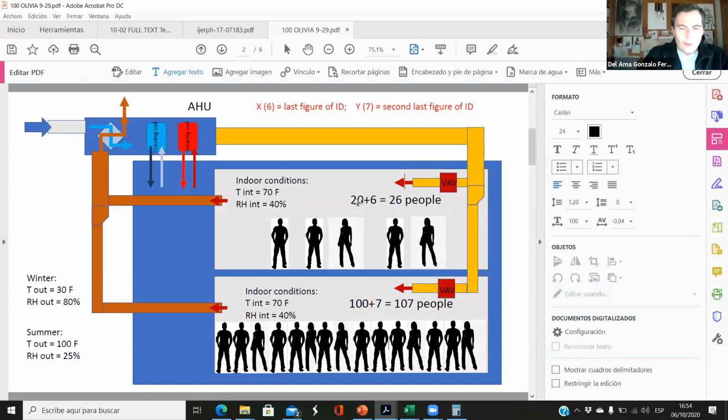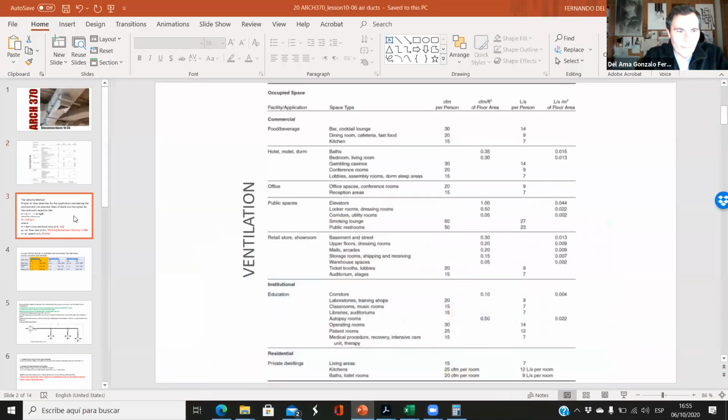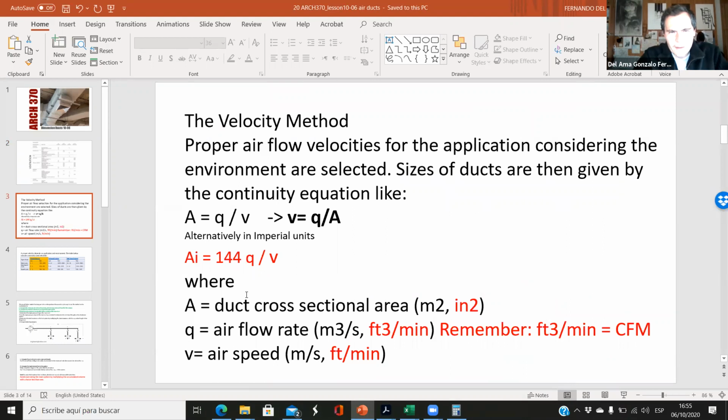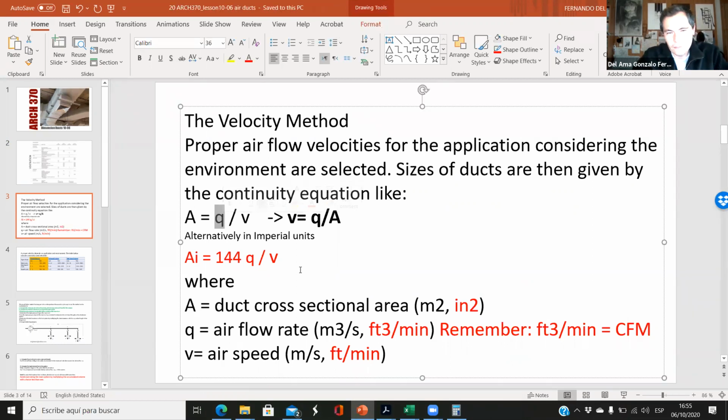Okay, so it's very important that we control the speed, the air speed or the air velocity within the room and within the ducts. This is what we are going to do today. There's a velocity method that relates three different parameters. Q, it's the airflow. It's the CFM that we have already calculated.